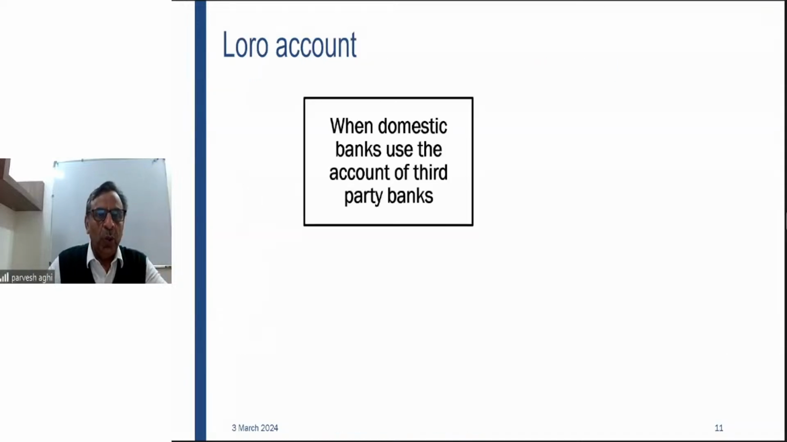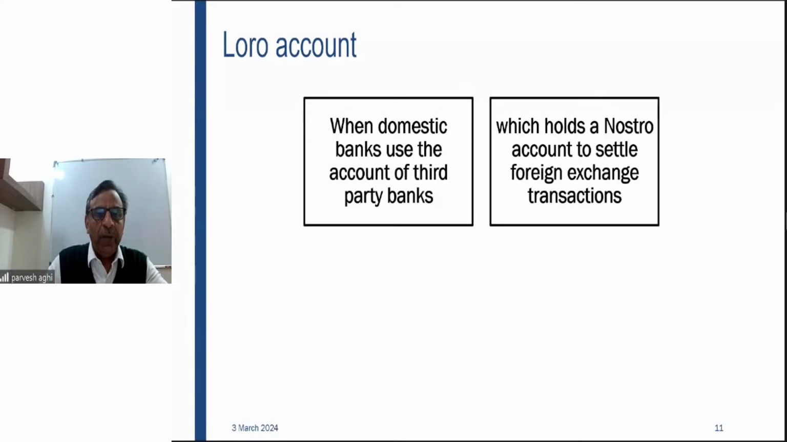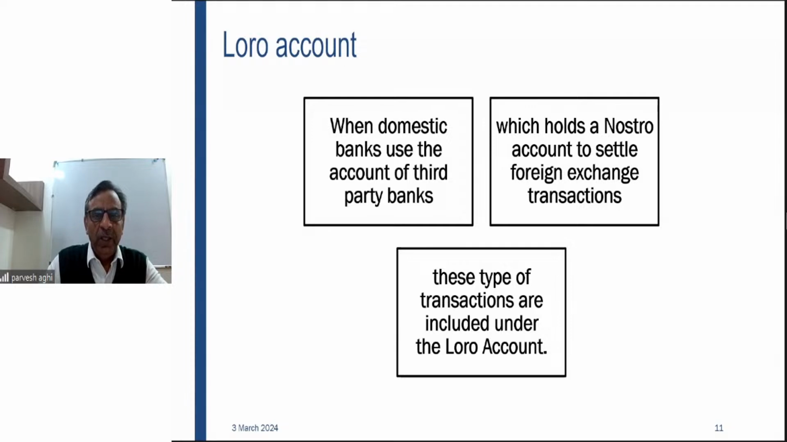Okay. So a loro account is basically used when a bank has not opened a nostro account. The bank is so small, for example, that it can't open a nostro account, so it will use somebody else's nostro account. Then we say it's a loro account of that bank, which is not able to open a nostro account by itself. So when a domestic bank uses the account of a third-party bank which holds a nostro account to settle foreign transactions, these types of transactions come under loro account.